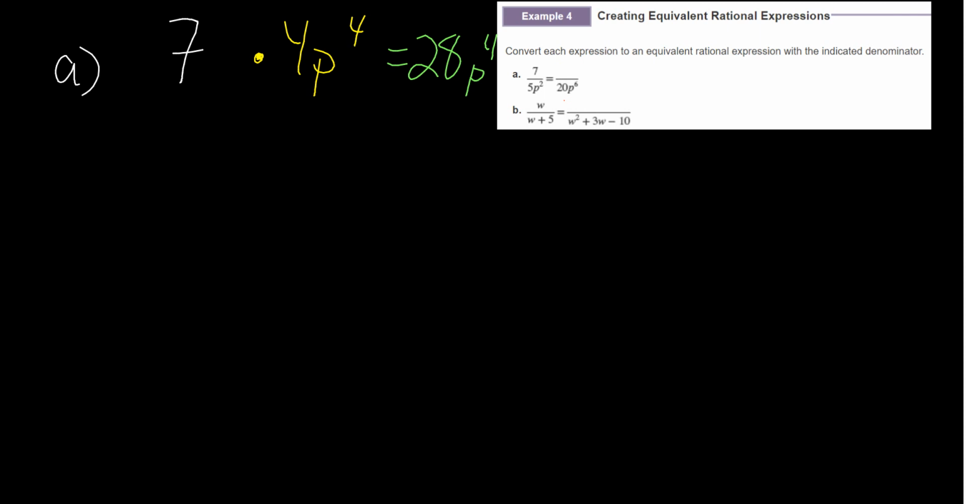B looks a little more intimidating, right? So how do we get from w to the fifth to w squared plus 3w minus 10? It looks like it's a quadratic, so let's go ahead and factor w squared plus 3w minus 10.